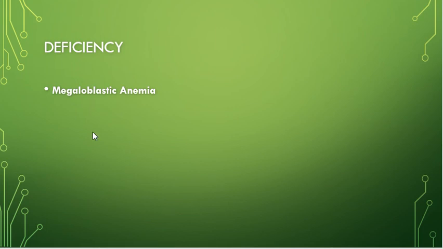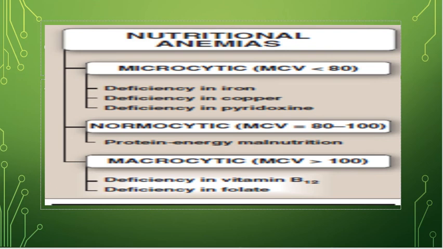Next, we discuss shortly the nutritional anemias. As you know very well, anemia is a condition in which the blood has a lower than normal concentration of hemoglobin, which results in reduced ability to transport oxygen. Nutritional anemia is caused by the inadequate intake of one or more essential nutrients. They can be classified according to the size of the red blood cells, or the mean corpuscular volume, MCV.